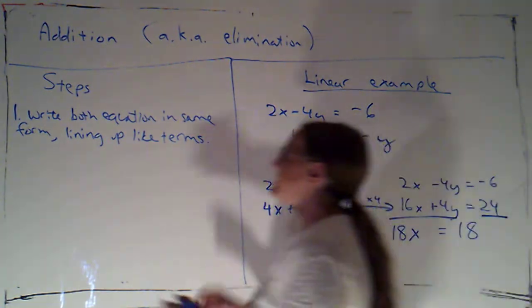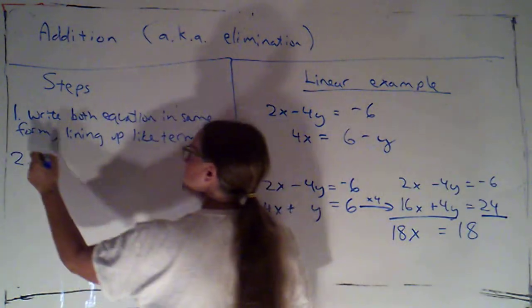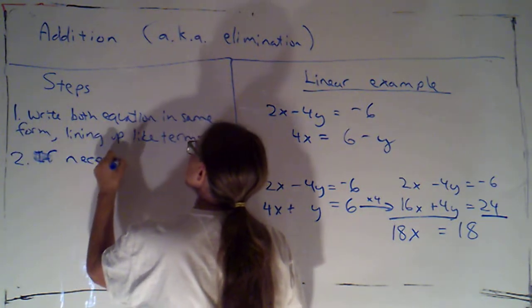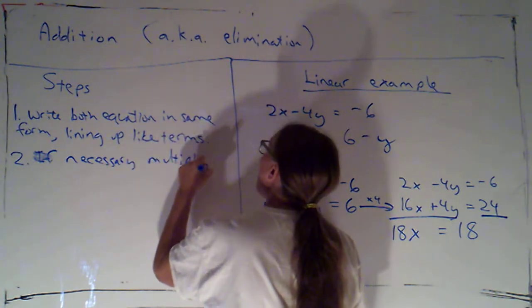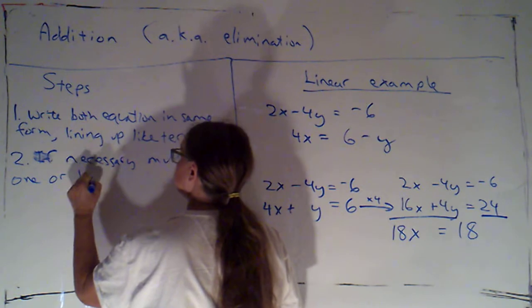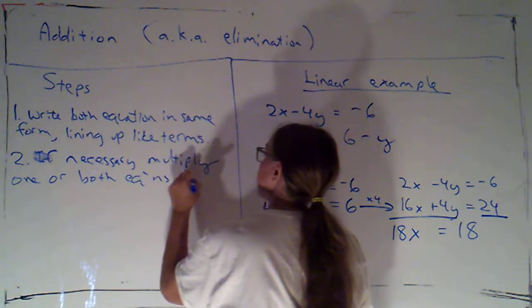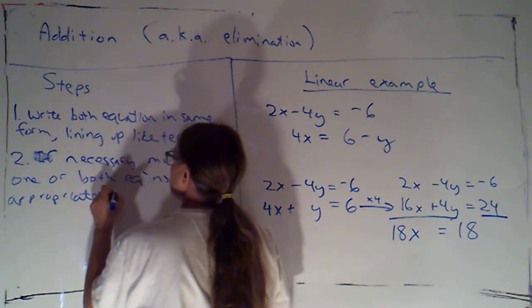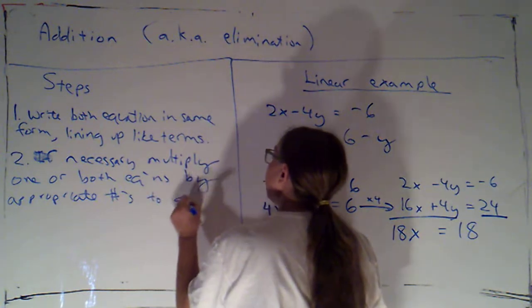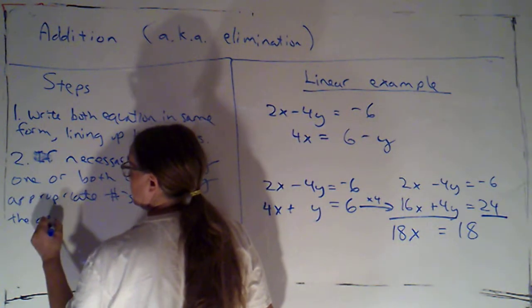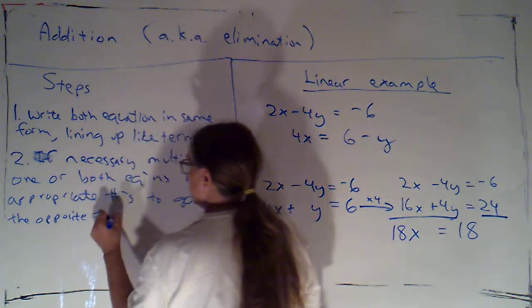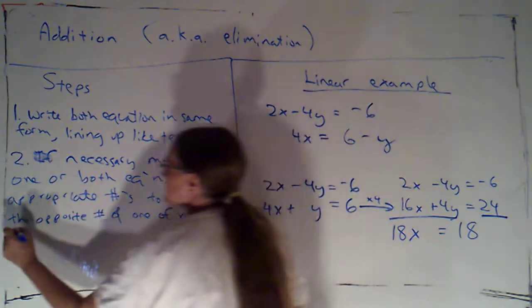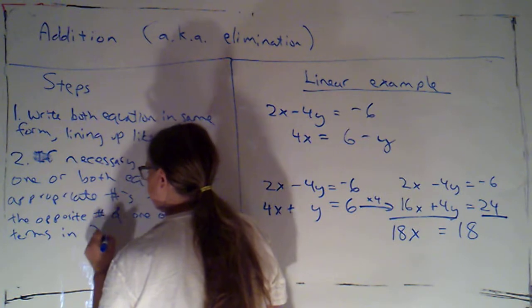So, step 2 is to, if necessary, multiply one or both equations by appropriate numbers to get the opposite number of one of the variable terms in the two equations.